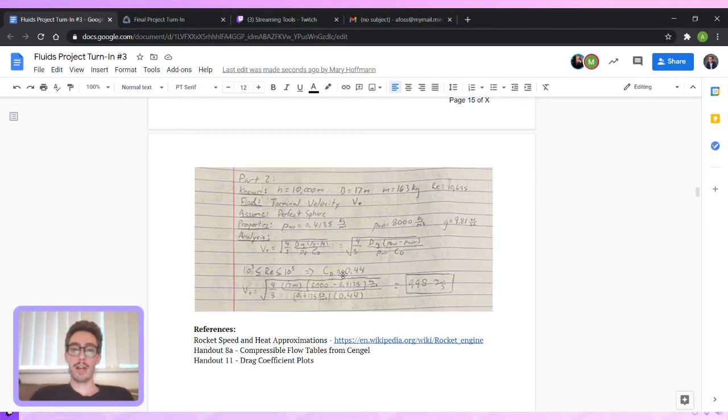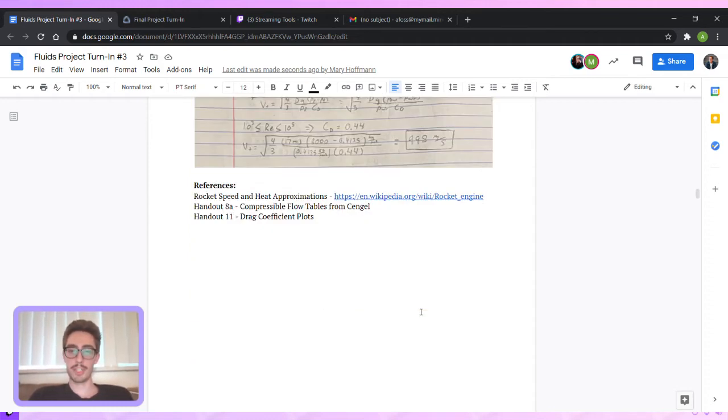For part two of this problem, we're trying to find the terminal velocity of that falling sphere. Again, we have a terminal velocity equation, yet we're missing some of the terms here. So what we're going to do is find this coefficient of drag from the Reynolds number, which we were given, and the coefficient is found to be 0.44. This we can then use to determine the terminal velocity, which is 998 meters per second.